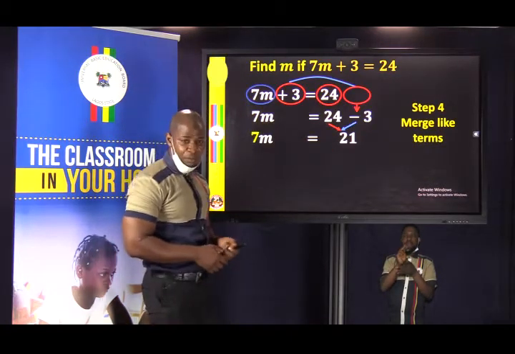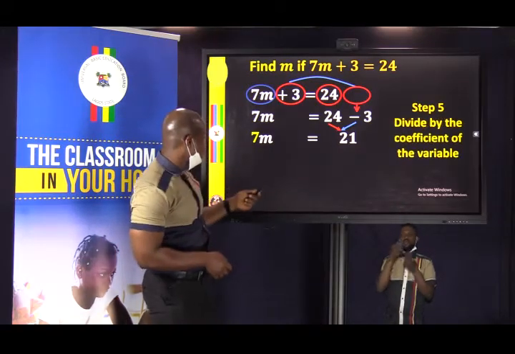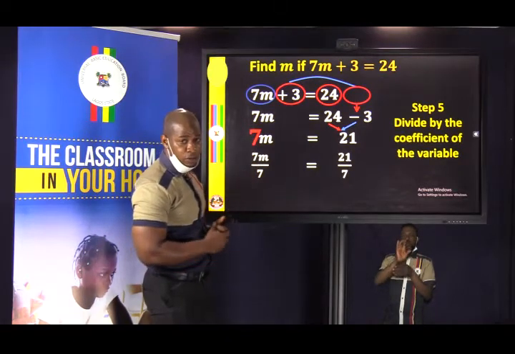Here I have 7m. Now 7 times something is 21. To know what that thing is, I will divide both sides by 7 because 7 is the coefficient of the variable.